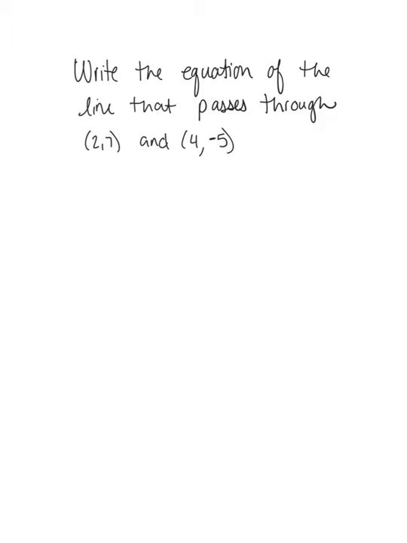In this video, we're going to be taking a look at how to write an equation of a line when you're given 2 points that it passes through. The first step is to find the slope. You can find the slope a number of ways. One way is to use the slope formula. Another way would be to look at a graph and draw a slope triangle.